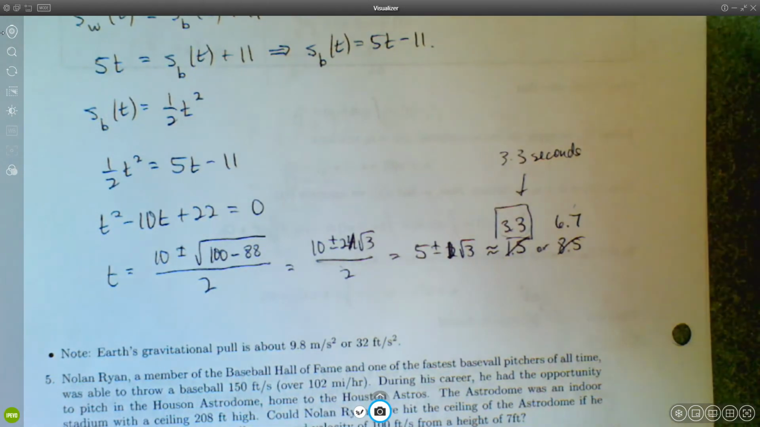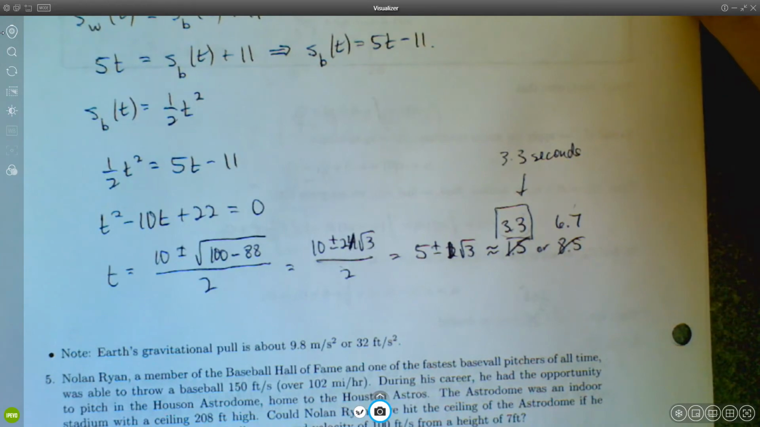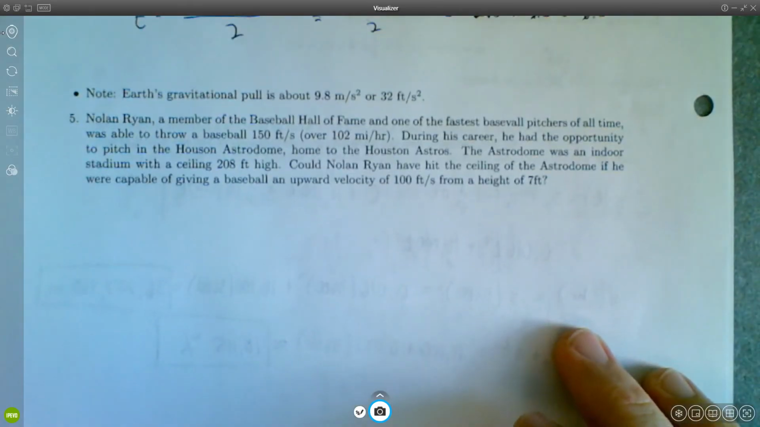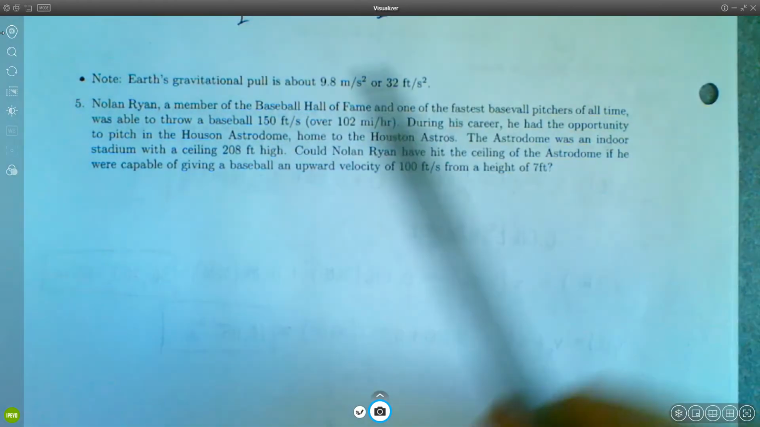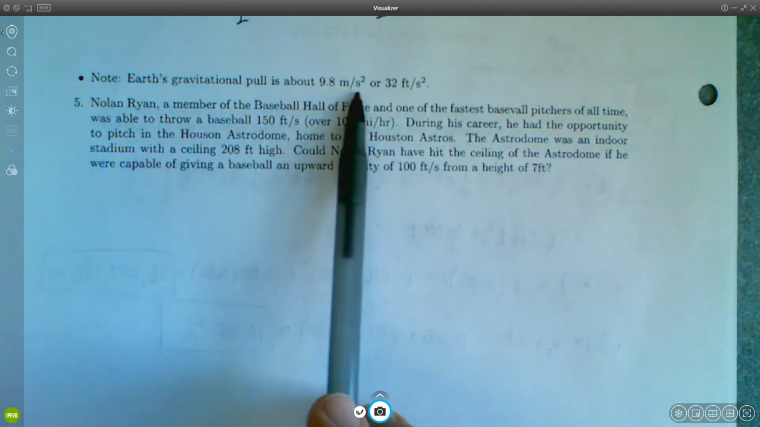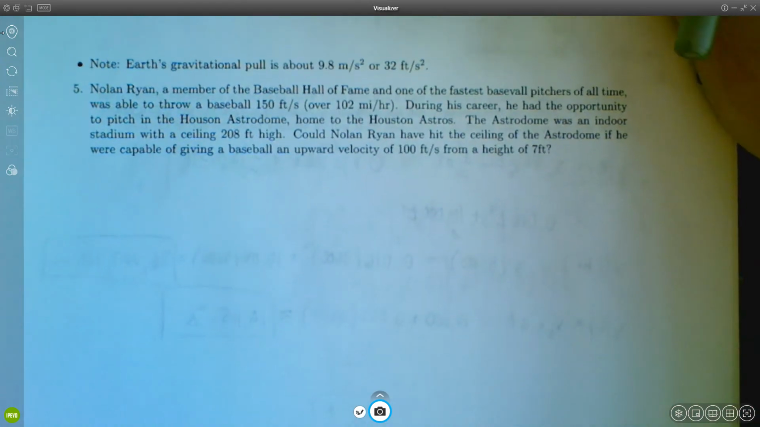That's not bad. That's just a short little sprint to catch the bus. Okay, let's look at another one. Now, to answer the next couple of questions, you have to know that the Earth's gravitational pull is about 9.8 meters per second squared, or 32 feet per second squared. Okay, but with that in mind, let's answer number 5.